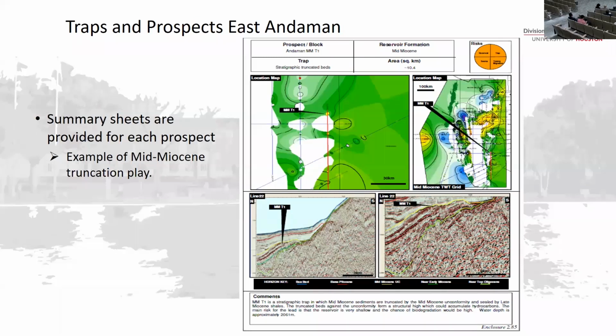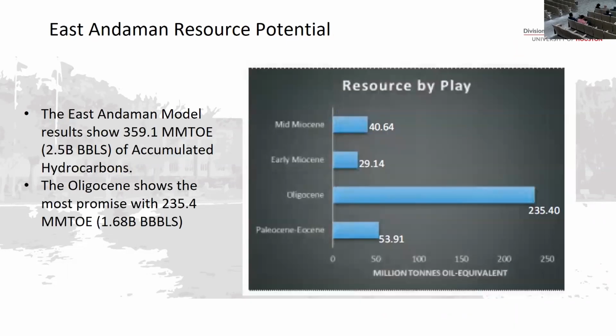And in fact, in the previous work, they've gone through and cataloged a lot of the prospects already, and they've created these summary sheets for them. So these are in some of the reports, which we're going to talk about in a little more detail later on this morning. And again, this trap is actually one of the potential stratigraphic pinch-out traps in the mid-Miocene. So it's a truncation type play. So there are both structural and stratigraphic components in the east end.